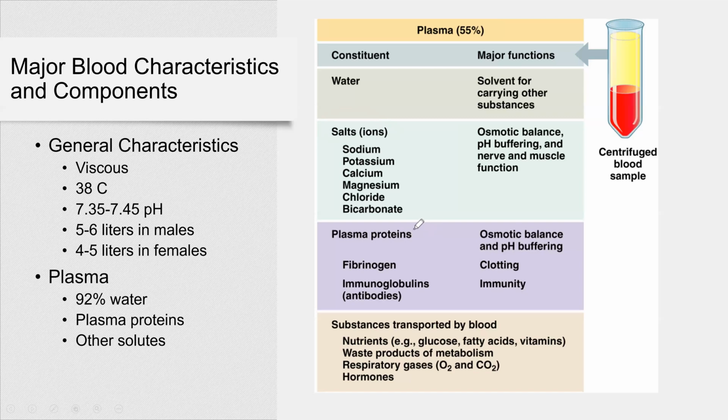Now, plasma proteins, we have many different proteins. The most abundant is albumin, and those are for osmotic balance and pH buffering. We also have fibrinogen, a protein important for clotting of blood, and antibodies. Another name for antibodies is immunoglobulins, and of course, they're important in immunity. And here we have substances transported by blood: nutrients, waste products, respiratory gases, including oxygen and carbon dioxide, and hormones.